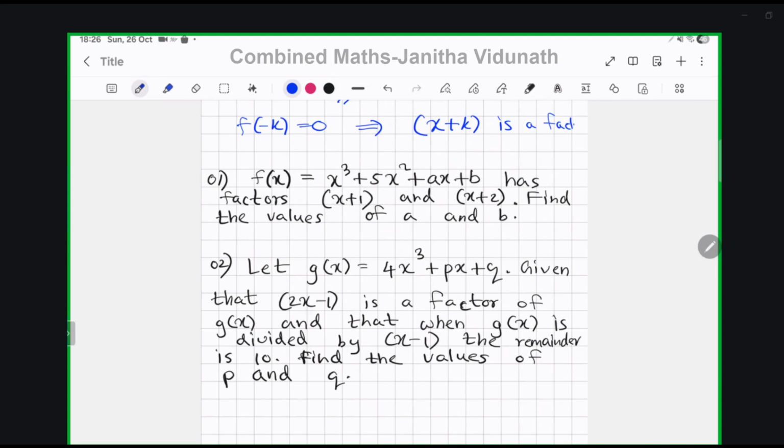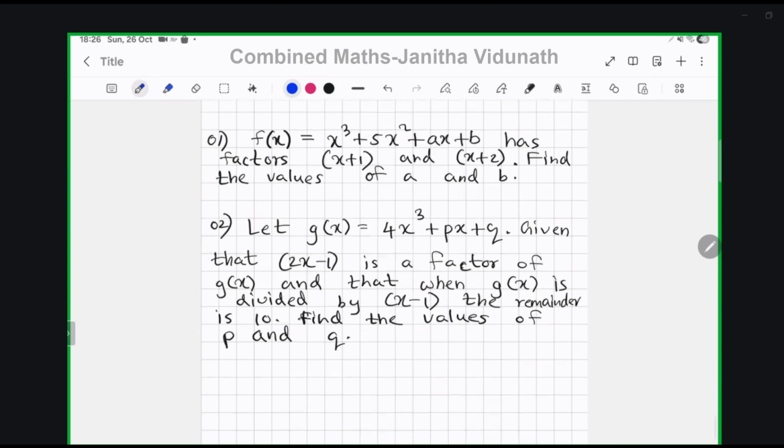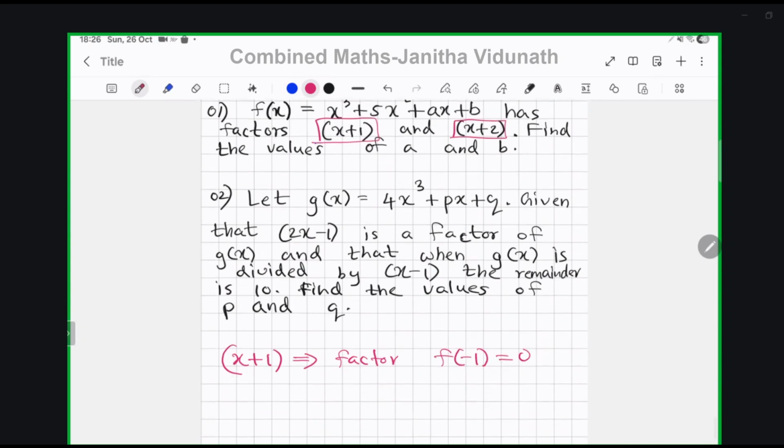Okay, now I will do the first question. Here they have mentioned that x plus 1 is a factor and x plus 2 is also a factor. That means if x plus 1 is a factor, then we can say f(-1) should be 0. That means we set x plus 1 equal to 0.